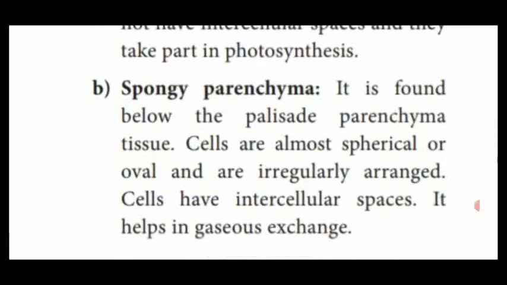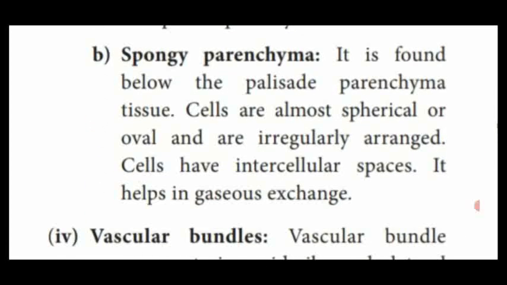Next one, spongy parenchyma. It is present below the palisade parenchyma. Palisade parenchyma is below the upper epidermis, and spongy parenchyma is below the palisade parenchyma. The cells are spherical or oval in shape, or they may be irregularly arranged.